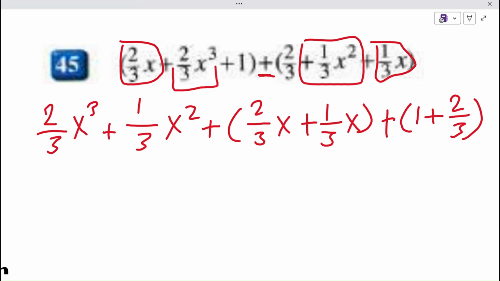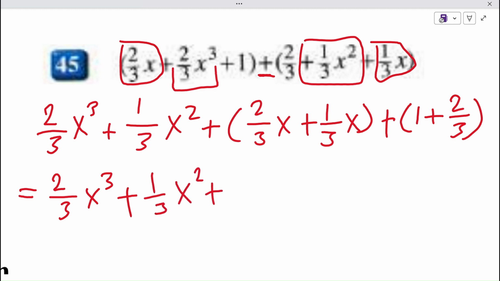Okay, let's find out the answer. Equal 2 over 3x to the power 3 plus 1 over 3x to the power 2 plus, here we have the fraction. Because we have the same denominator, so just add the numerator. The numerator is 2 plus 1. 2 plus 1 is equal to 3. It means this is equal to 3 over 3. It means 1. It means here we have just x plus 1 plus 2 over 3.